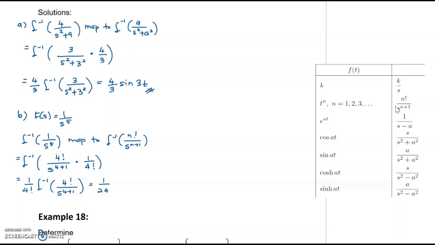So the inverse of 4 factorial over s power of 5 is t power of n. If you refer here, it is t power of n. So you have t power of 4. Alright.